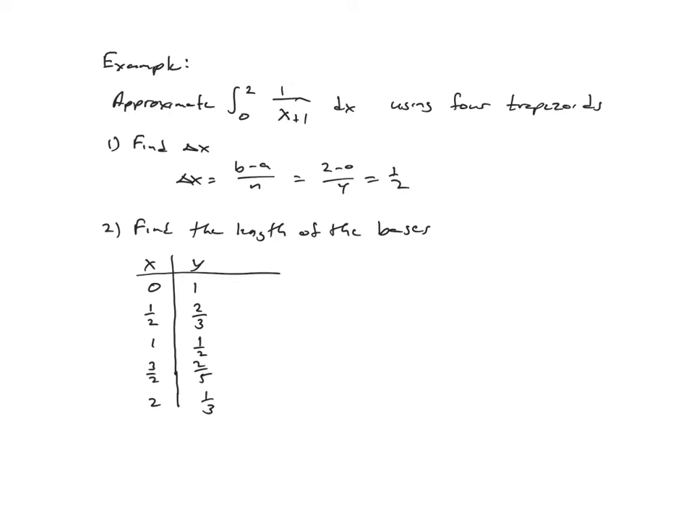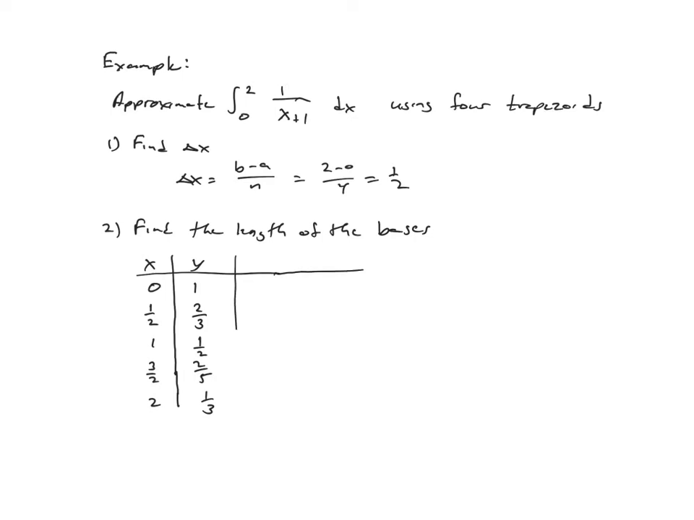I know that my x values are starting at 0 and they're going to go up by 1/2. So I have those values. When I plug these values in for x into the original function, I get these results right here. And so now, when I have a table of values like this, I like to just go through and expand it.